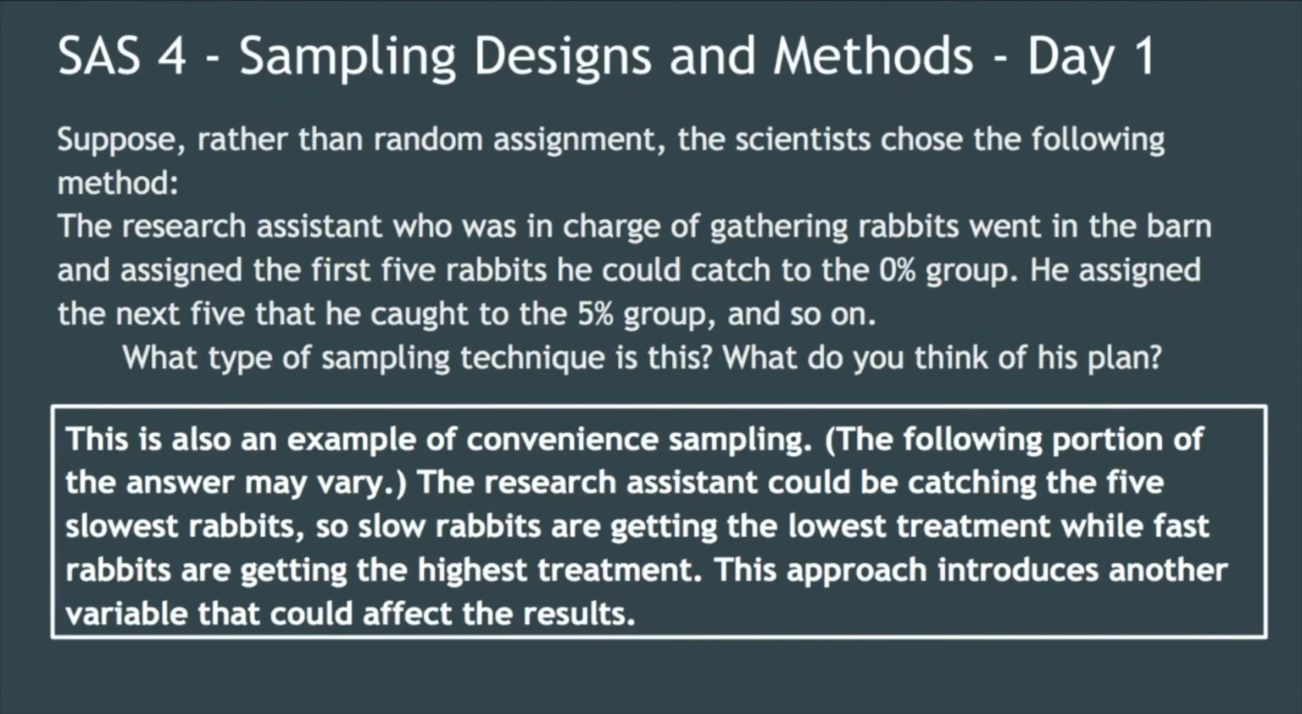The sample needs to be representative of the population. Remember we talked about that in the first slide. A sample that's not representative of the population is not going to give you good results to analyze. So this is probably going to introduce some variables that are going to affect the results. You want to select slow and fast rabbits for each one of those groups.